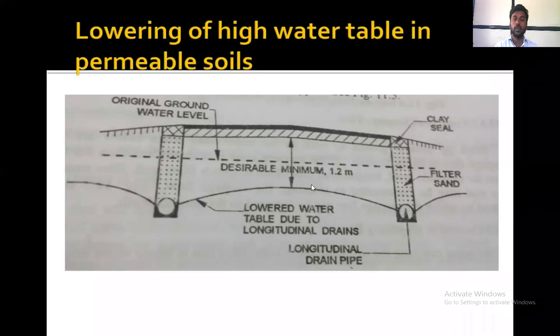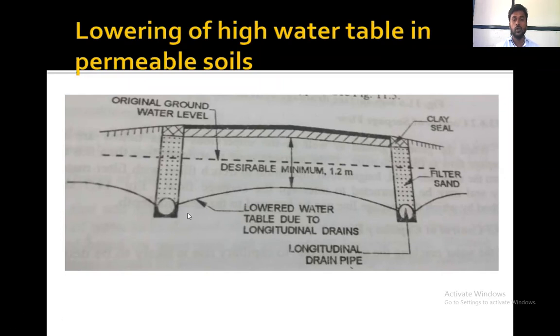So this is the desirable minimum depth of the water table, and this is the lowered level of the water table. This is the dotted line. This is the original groundwater level. Whatever the groundwater table was originally, that is shown by the dotted line. And after providing the trenches, see here, we have provided the trenches on both sides with some filter like sand. The water will filter through the sand and come into the drains. We have provided the pipes here, and that drained water will be collected out through that pipe, so that from this dotted line, the water table will get lowered up to this level.